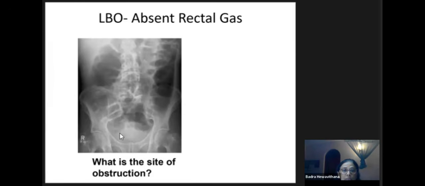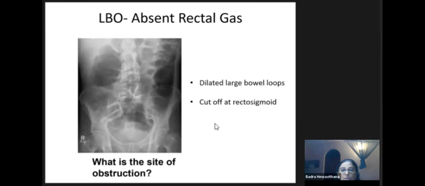So like in this case, what do you think the site of obstruction is? More or less the same. You can see a little bit of sigmoid colon even here. So it is a cutoff at rectosigmoid. So it should be at the rectosigmoid level.